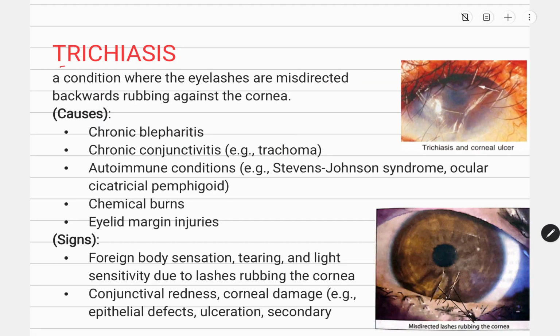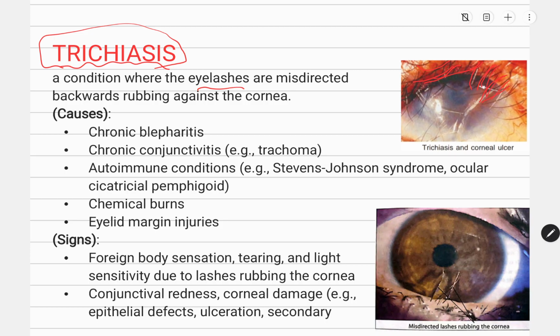The other topic is trichiasis. So simply, eyelashes, in simple words, move away from your eye. Okay, but in some cases, instead of going away, they start moving inward toward the eye. This condition is known as trichiasis. Simply, the eyelashes, instead of moving away, start moving inward.